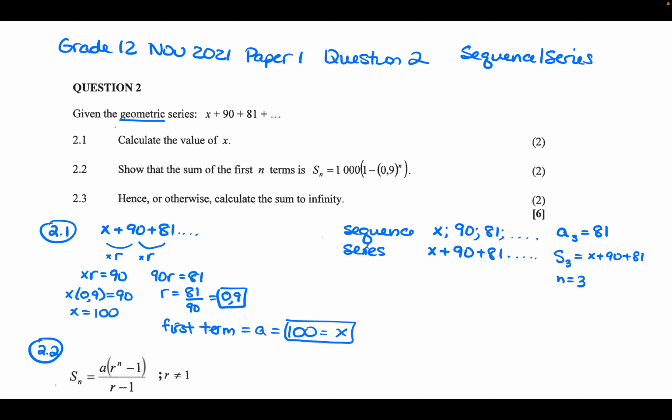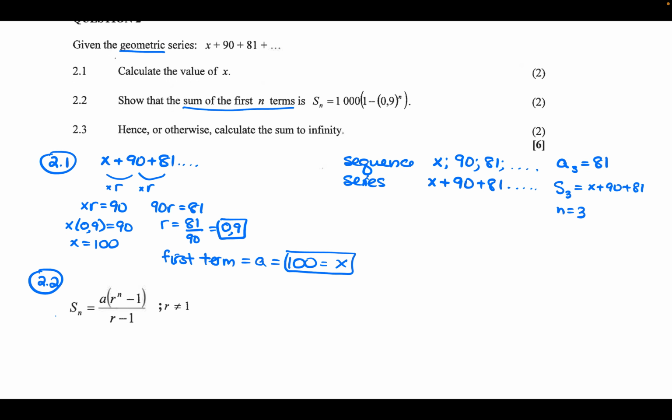Okay, 2.2, show that the sum of the first n terms is s sub n equals, and they give us what they want us to have. So this reminds me of a formula on the formula sheet. And I pulled this from there. And we want to try to end with what they have, which is 1,000 times 1 minus 0.9 to the n. So that's not exactly the same form as this formula, so we're going to use the formula to get there.